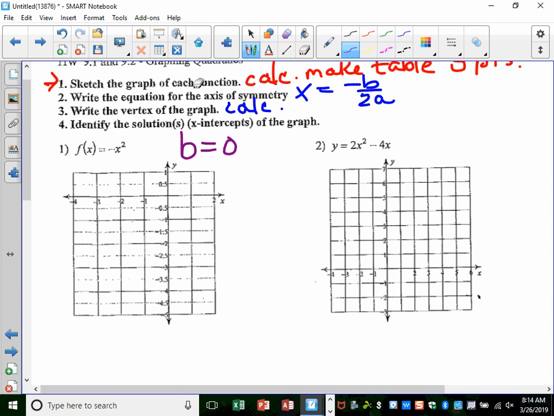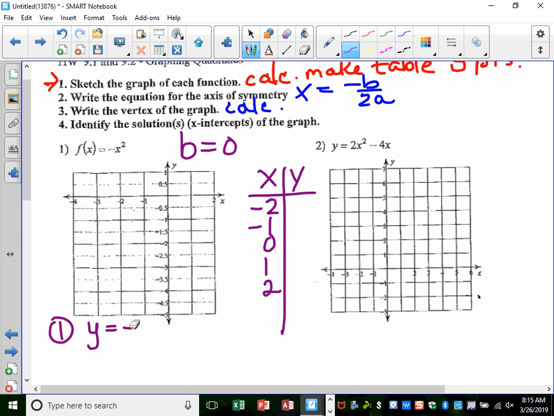All right, so the first thing we're going to do is sketch the graph. So go ahead and punch this into your calculator. And then we're going to make a t-table. And you can hit graph just so you can see what it's going to look like. And I would always do that. Even if I know, I would still hit graph so I get a good picture of what mine should look like when I'm done.